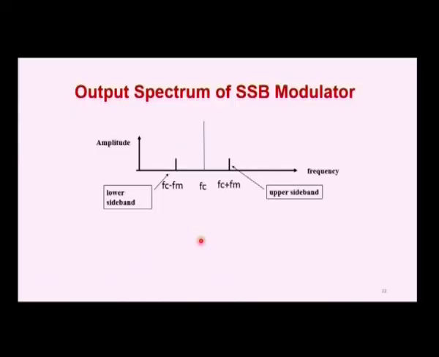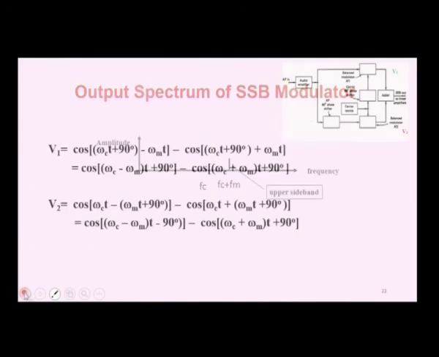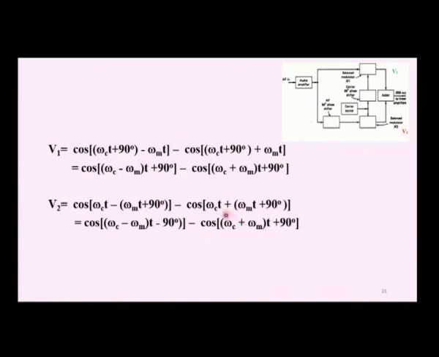Now, let us see the output spectrum of the single side band. Here carrier is suppressed using a balanced modulator and then the lower side band is also suppressed. In this case, here we have the upper side band. If you want to generate the lower side band, what we have to do? Just you simply change the phase shift.